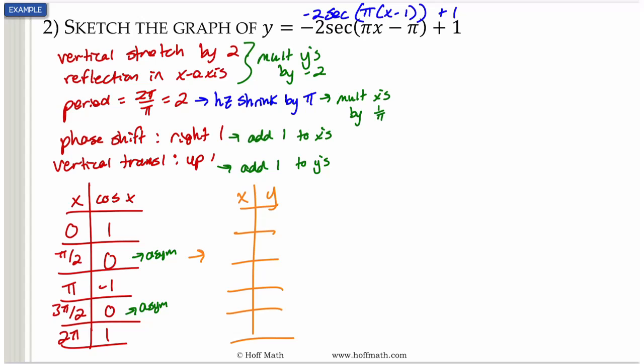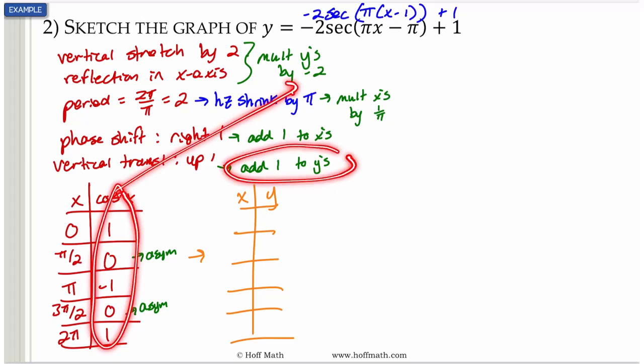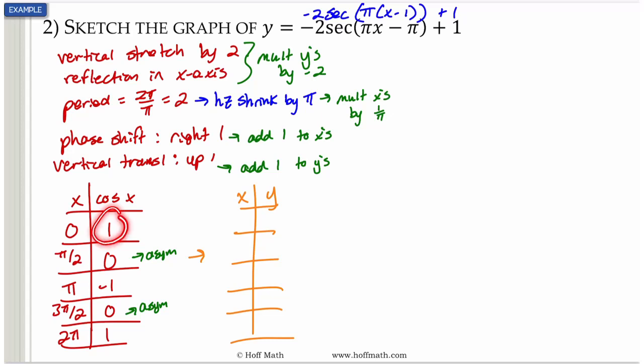We want to take the y's. We want to first multiply the y's by -2, and then add 1 to them. So we're taking these y values from the parent graph, multiplying them by -2 and then adding 1. Starting with 1 multiplied by -2 is -2. Add 1, it's going to be -1. Then 0 multiplied by -2 is still 0. Add 1, it's going to be 1. And then take the -1, multiply by -2, it's going to be +2, plus 1 is 3.